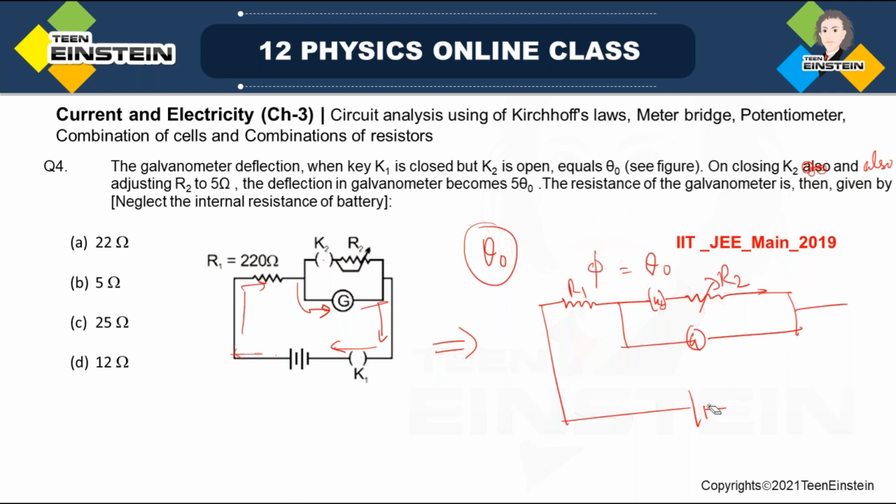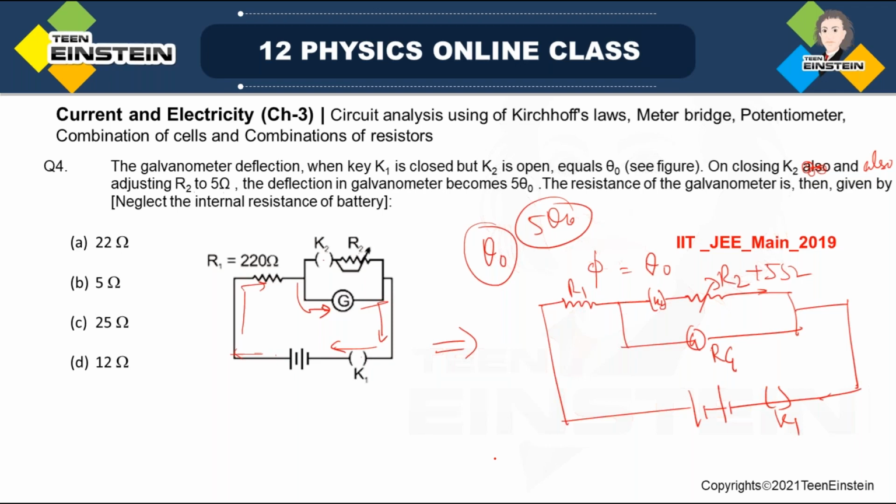So this is now connected to the battery, both. So this is R2 and RG. If I say this galvanometer has resistance RG, so R2 and RG will be in parallel. The whole thing will be in series with R1. So this thing is there. If this is the case, along with that R2 there will be some resistance of 5 ohm. The deflection of the galvanometer becomes 5 theta 0. So here K1 is here, K1.